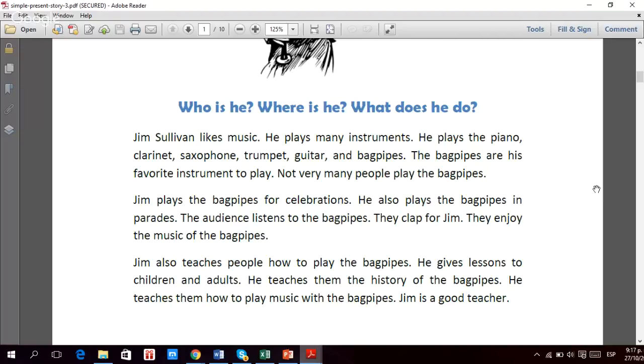Not very many people play the bagpipes. I play the bagpipes for celebrations. I also play the bagpipes in parades. The audience listens to the bagpipes. They clap for me. They enjoy the music of the bagpipes. I also teach people how to play the bagpipes.